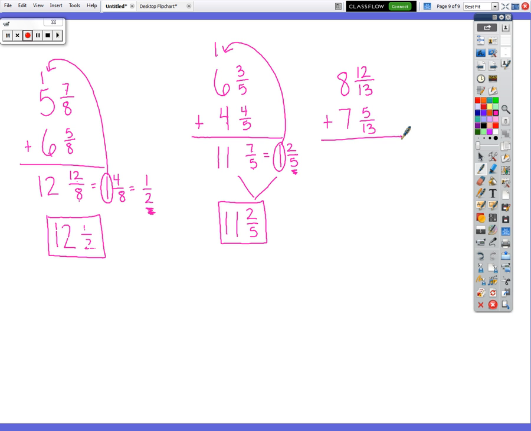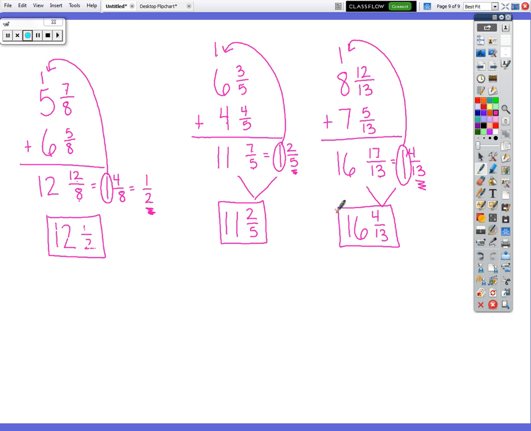Okay, so 12 plus 5 is 17 over 13. Well, once again, 13 goes into 17 one time. 13, 14, 15, 16, 17. I have 4 left over. So 4/13 is my new fraction. My 1 I'm going to put over with the whole numbers. To add those up, I'm going to add the 7 and the 1 to get 8, and 8 plus 8 is 16. So my new number, bring down my 16 as my whole number. Grab my fraction, and my answer is 16 4/13.